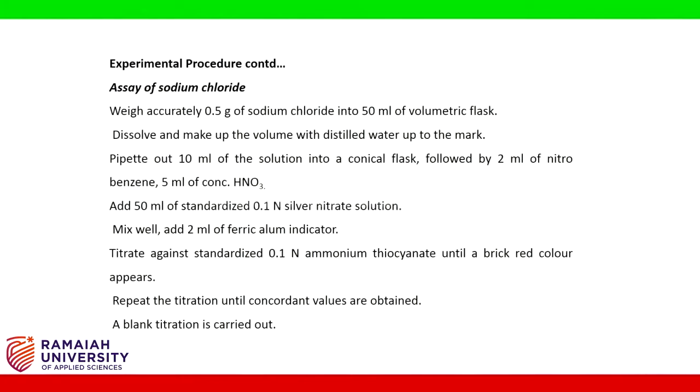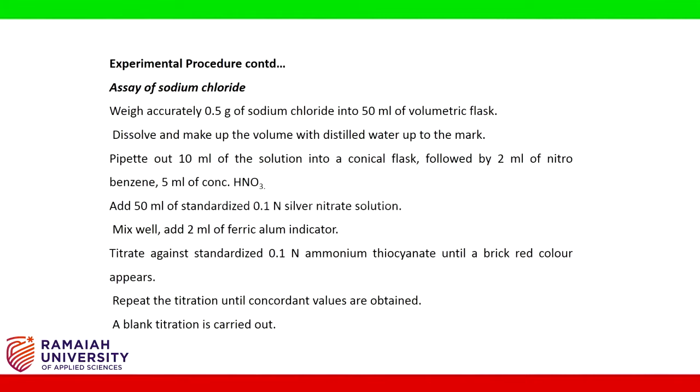Assay of sodium chloride. Weigh accurately 0.5 grams of sodium chloride into a 50 ml volumetric flask. Dissolve and make up the volume with distilled water up to the mark. Pipette out 10 ml of the solution into a conical flask followed by the addition of 2 ml of nitrobenzene and 5 ml of concentrated nitric acid.